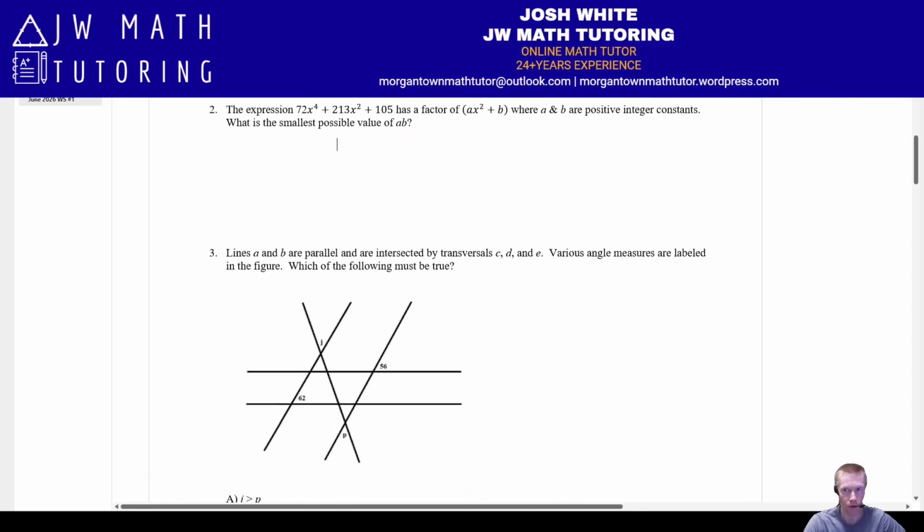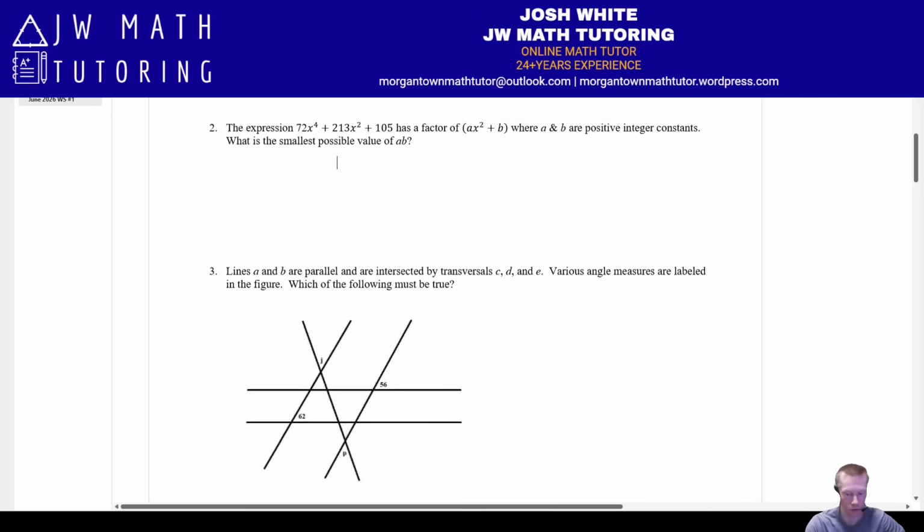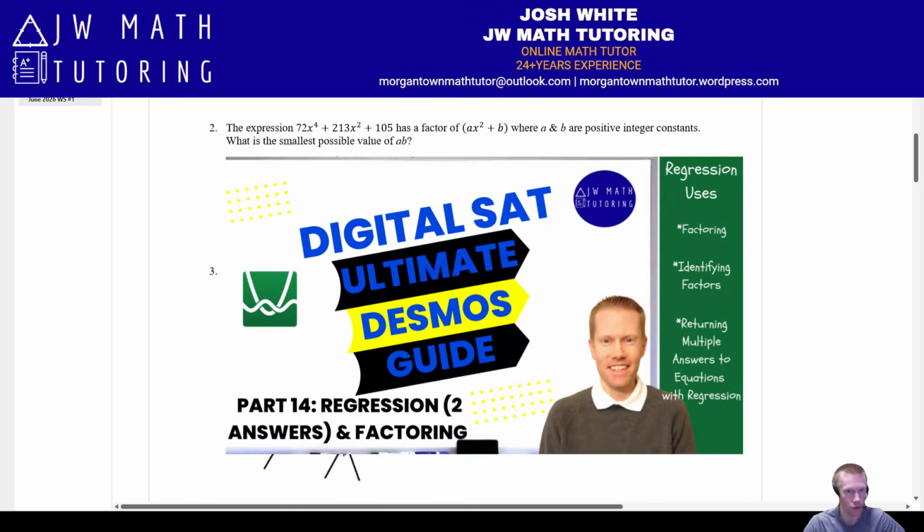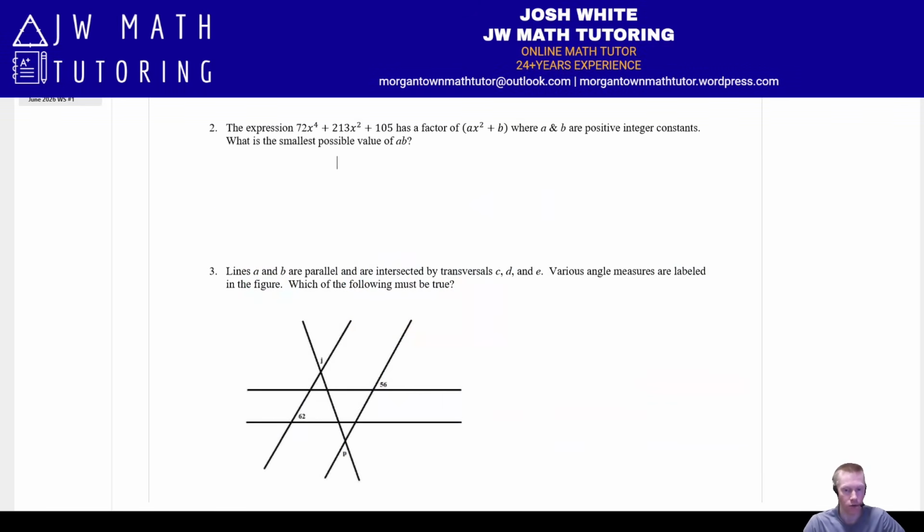This problem involves factoring, and if you have already looked at my Ultimate Desmos Guide to Digital SAT Math, then you should be familiar with how to factor expressions in Desmos using regression, and specifically these types of problems. However, one little wrinkle that this problem has that not all of them do for this specific type is that there's a common factor, a GCF, that you must factor out in order to solve it correctly.